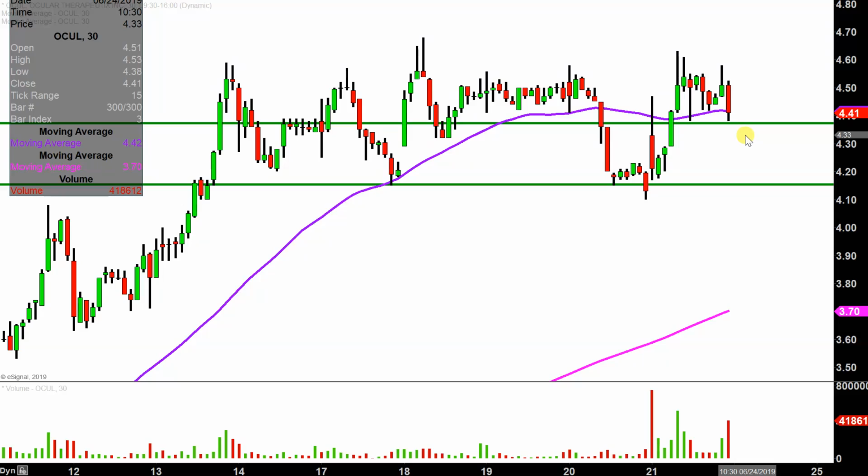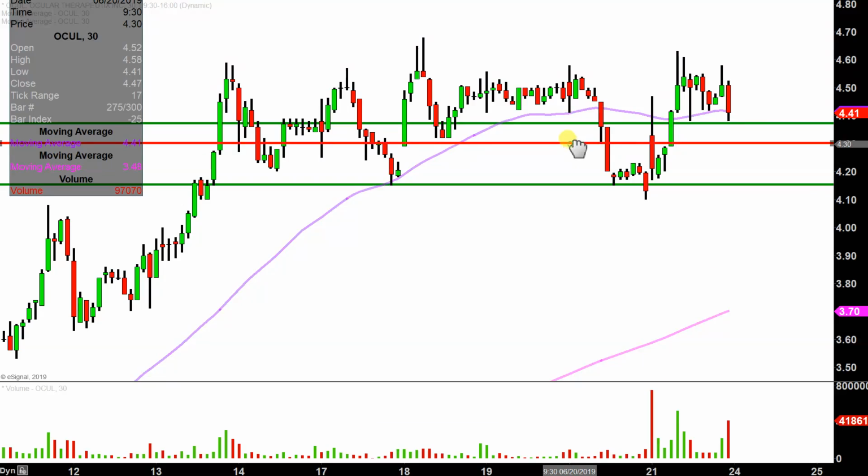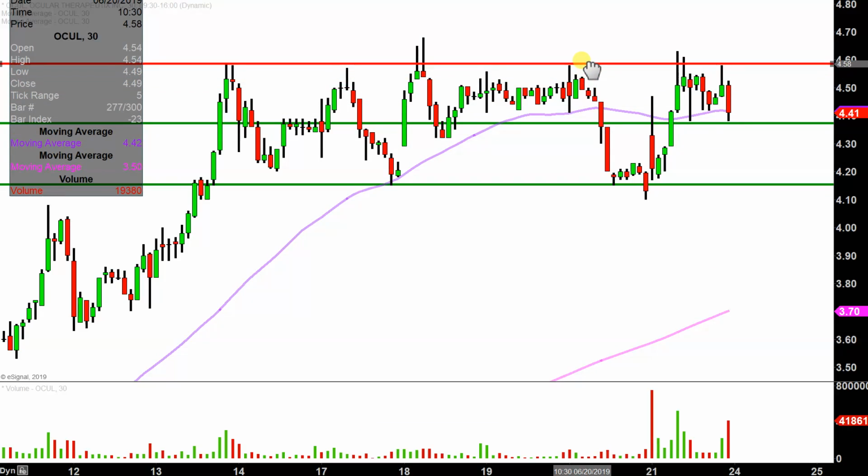Now, on the flip side of things, let's talk about a couple areas of resistance. The main level of resistance, again, just going back through the history of things, and this is not exact, but you can see right here at $4.60 within a few pennies. I mean, there is just a big old track record.